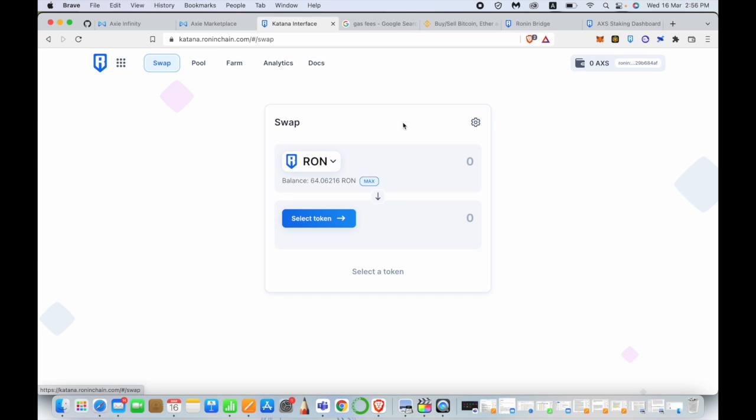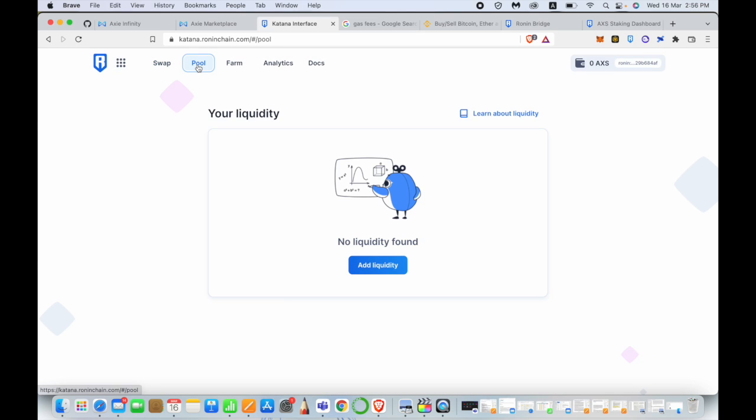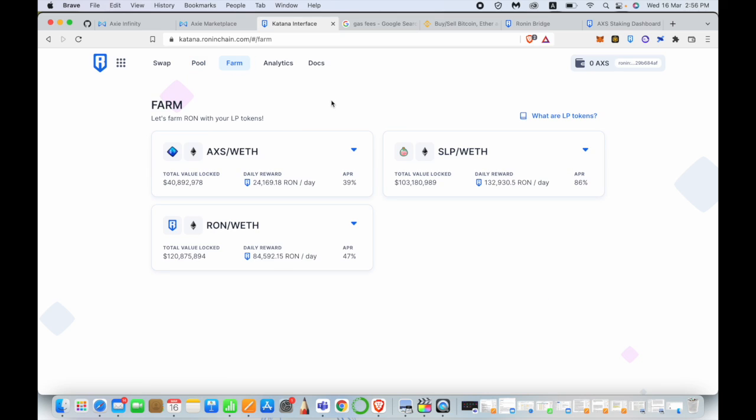But this swapping mechanism is actually supported by a liquidity pool. This is normal for decentralized exchanges such as Uniswap and PancakeSwap. So what normally people do is they will have to provide some liquidity in the form of two tokens. One of them is, for example, AXS and Ethereum.